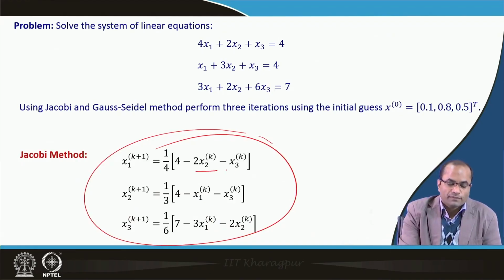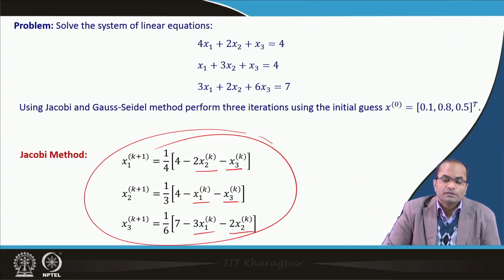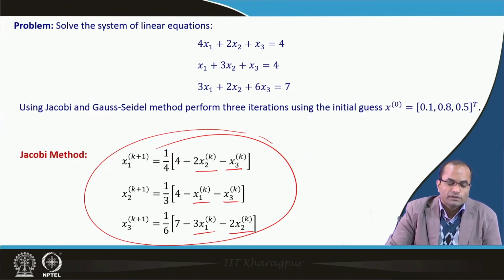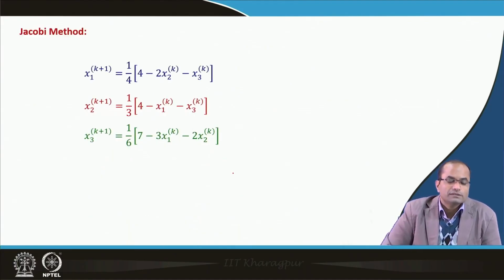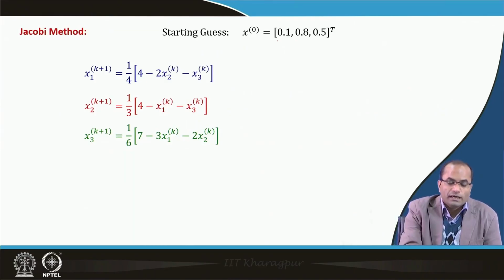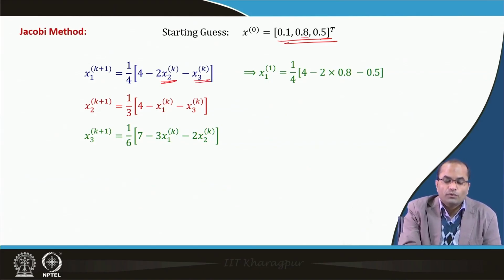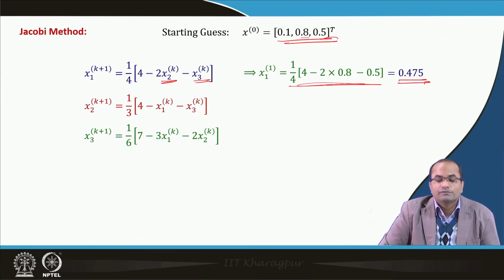We will plug these initial values here by putting k equal to 0, and we will get the values after first iteration. Again we can move to the next iteration by using these values after first iteration to get the values after second iteration. So, having this iterative scheme, if we start with this initial guess, we will put here for x 2 like 0.8, here we will put 0.5 and do this calculation, we will get 0.475.